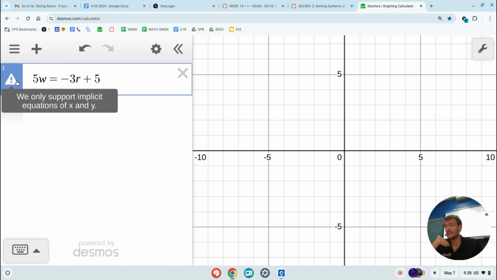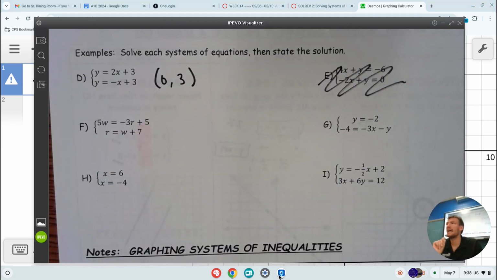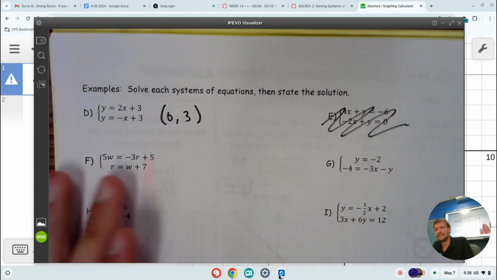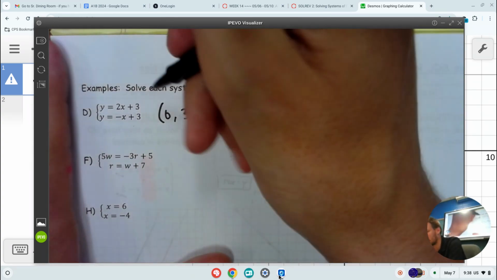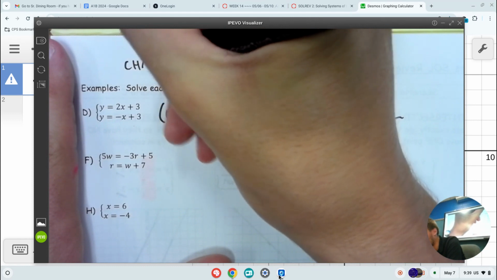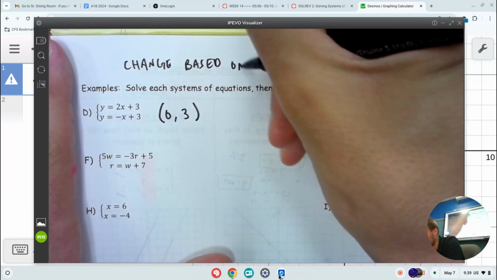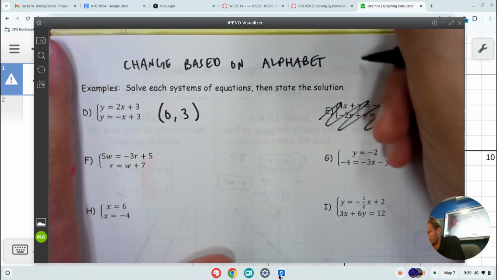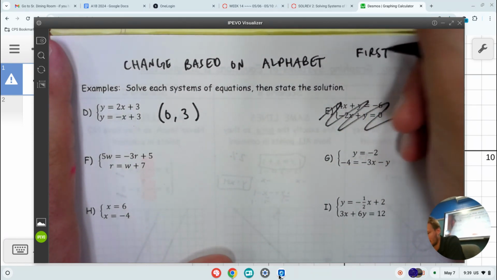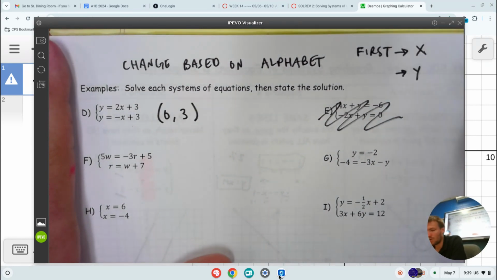But there was a secret to this, if you remember. Which one becomes X? Which one is first in the alphabet? Yes. This is very small, a very small thing to remember, okay? Change based on alphabet. So the first letter needs to become X, and then of course the other letter needs to become Y.